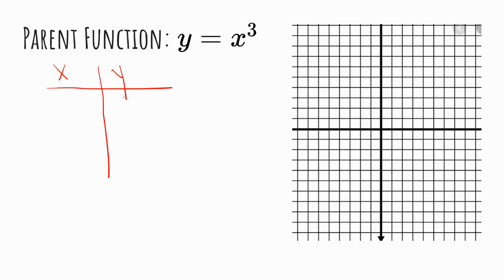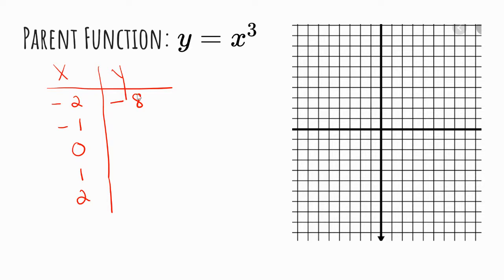Because it's being raised to the third power, we can put any value for x in that we want. So I'm going to go ahead and do -2, -1, 0, 1, and 2. If I substitute -2 into x to the third, that means I'm just doing -2 times -2 times -2, which would give us -8.